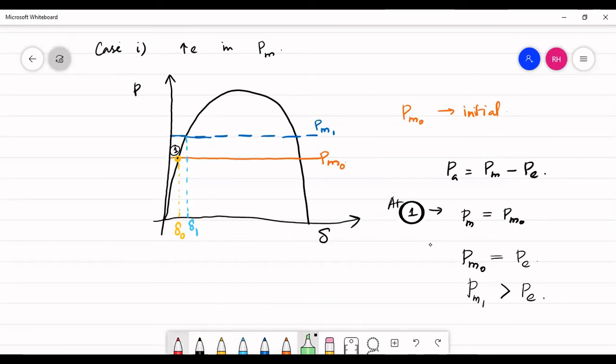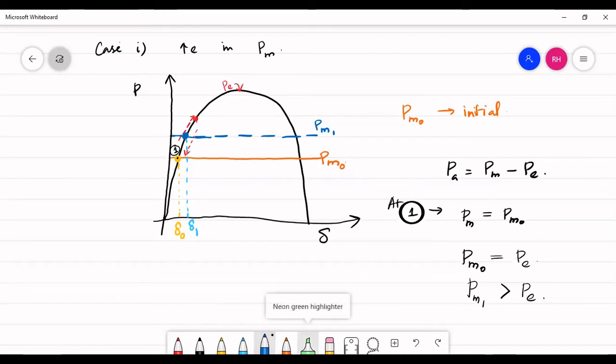So as your rotor accelerates, your rotor angle also increases. And after your stored kinetic energy is depleted, at this point the value of PE, so this curve corresponds to PE, and the value of PE is greater than PM naught, and hence now your rotor decelerates. So after repeated accelerations and decelerations, finally your rotor will settle with a rotor angle delta 1.